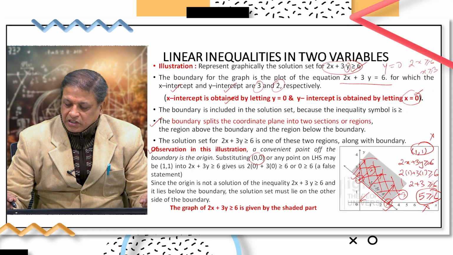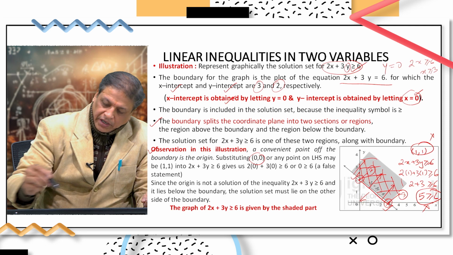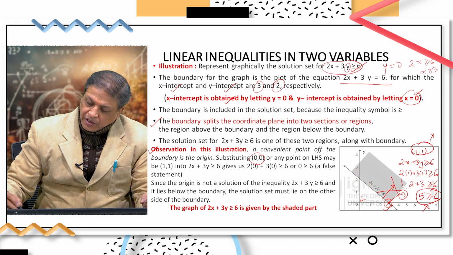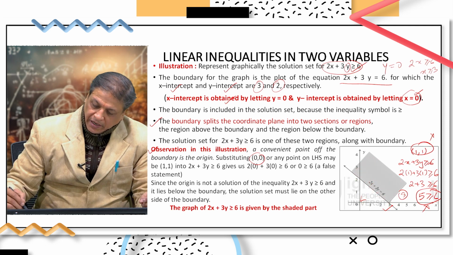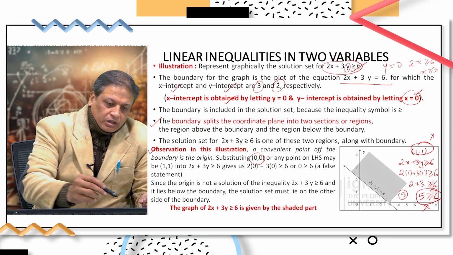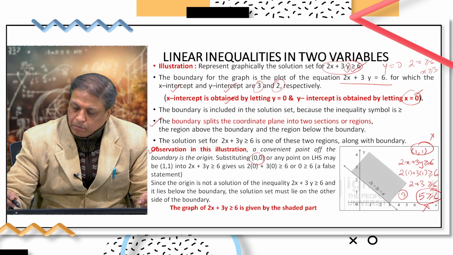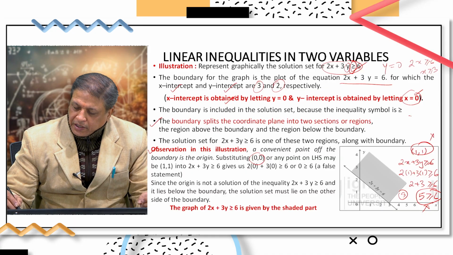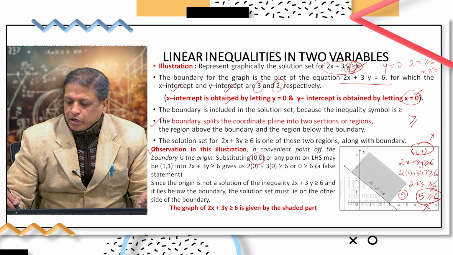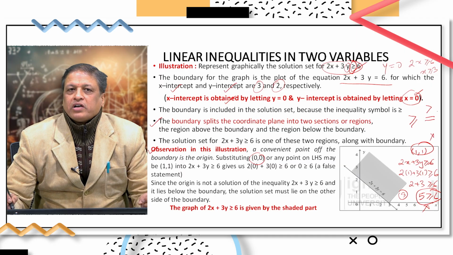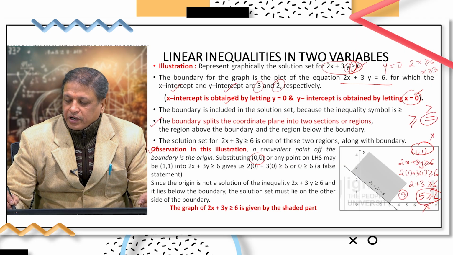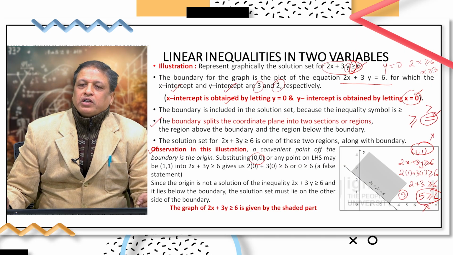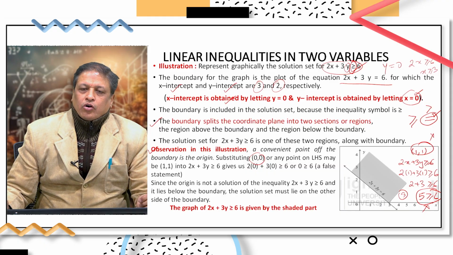Again, one more observation is that the boundary which is shown over here is a solid line. Why is it a solid line? Because the inequality carries the symbol greater than or equal to. Because the greater than or equal to sign is there, it means the equal to part is there. So, all the points lying on the boundary are also included in the solution set. That's why the boundary line is represented by a solid line and not by a dotted line.